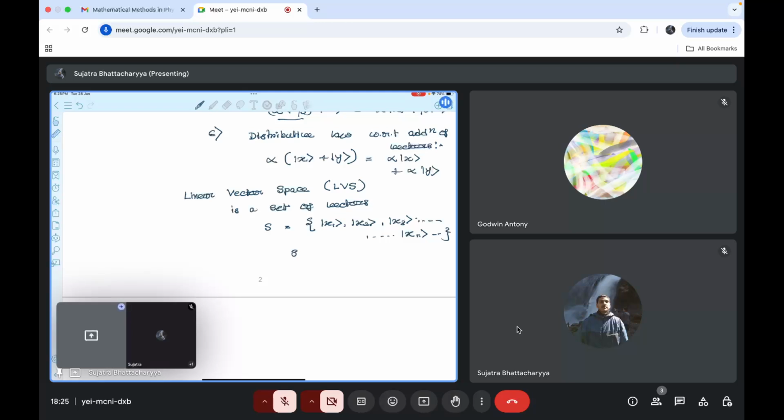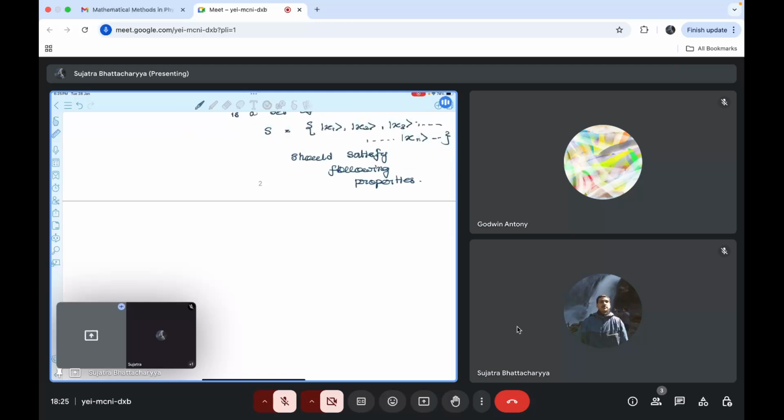So this should satisfy the following properties. Okay, this will follow certain properties. We will do certain questions also based on that, and that will make it much more clear. So the first one is the closure under vector addition.